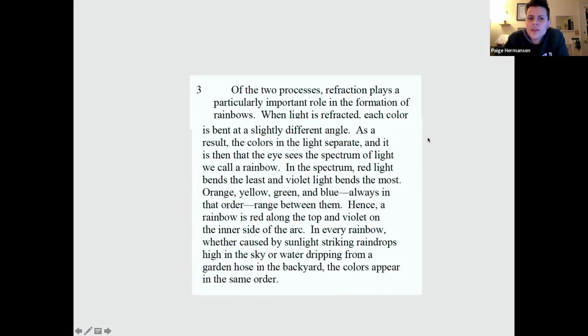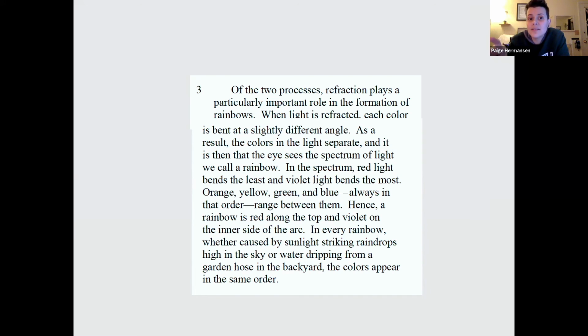3. Of the two processes, refraction plays a particularly important role in the formation of rainbows. When light is refracted, each color is bent at a slightly different angle. As a result, the colors in the light separate. It is then that the eye sees the spectrum of light we call a rainbow. In the spectrum, red light bends the least and violet bends the most. Orange, yellow, green, and blue, always in that order, remember Roy G. Biv, range between them. Hence, a rainbow is red along the top and violet on the inner side of the arc. In every rainbow, whether caused by sunlight striking raindrops high in the sky or water dripping from a garden hose in the backyard, the colors appear in exactly the same order.